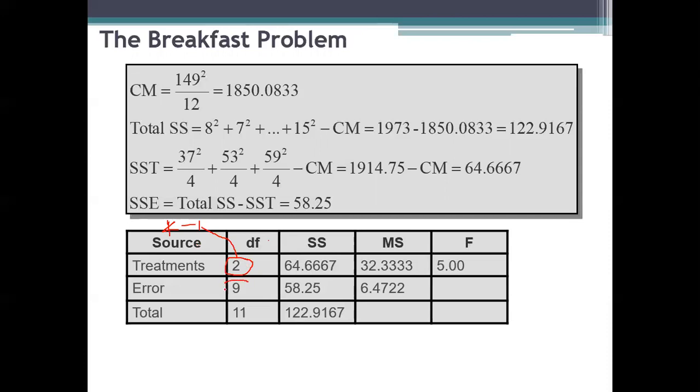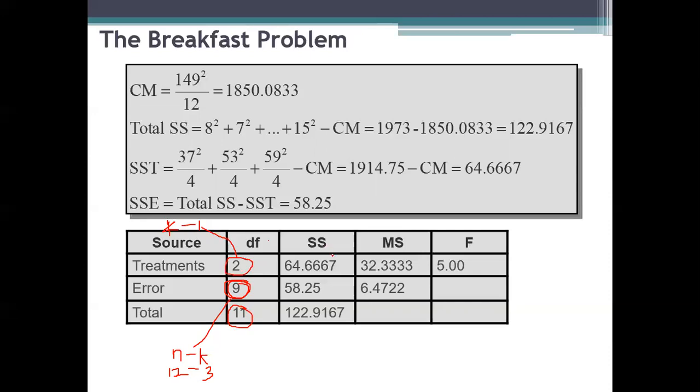So how to get the degree of freedom for error or within groups? To get the degree of freedom for error or within group is n minus k. So now n, we have 12, isn't it? 12 students. So n, 12, minus k, where K is treatment 3. So 12 minus 3, then we will get 9. Okay, so the total value is 9 plus 2, which is 11.